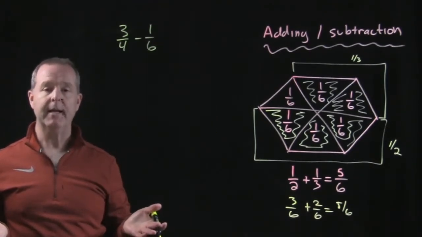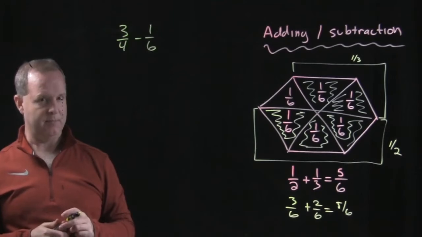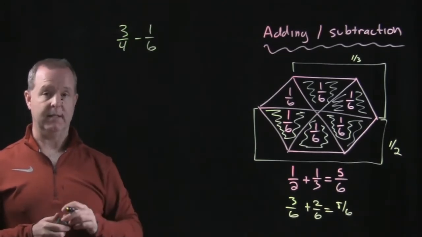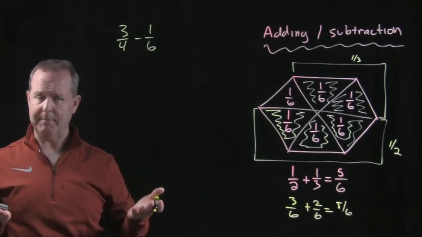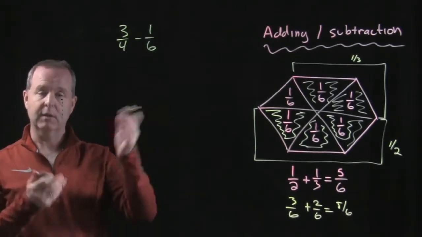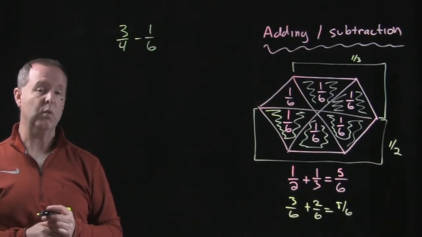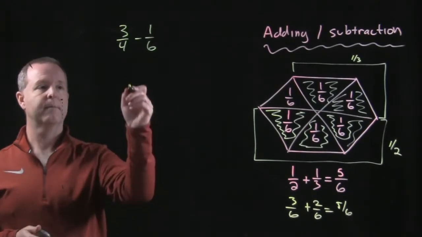Let's subtract 1/6 from 3/4. Need a common denominator? 4 and 6 are not those common denominators. What's the lowest common multiple that both 4 and 6 go into? You might be able to observe, I think it's 12. 12 is correct.